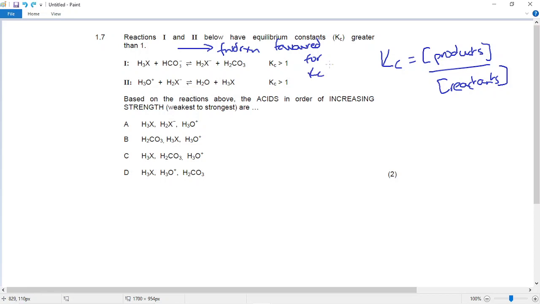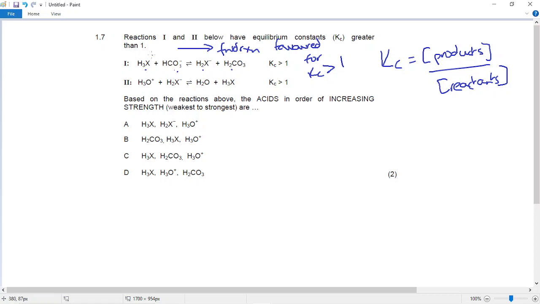Kc is greater than 1. We have all of these things. Every single thing in the reaction is in the container at the same time, and they are all reacting with each other. But if Kc is greater than 1, then the forward reaction is favored. So if we look at these, they are all acid-base reactions.